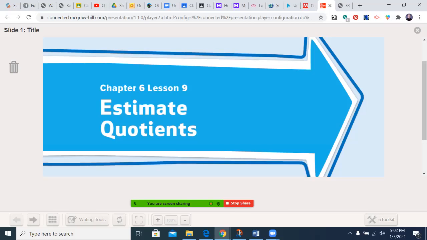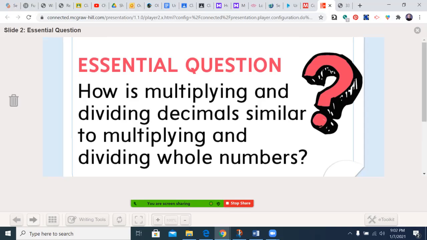Our essential question here in Chapter 6 is, how is multiplying and dividing decimals similar to multiplying and dividing whole numbers? Keep in mind, multiplying and dividing numbers is the same no matter if there's a decimal place or not. The skill that we are developing is, where do we put the decimal point? And we've been doing that most of this chapter with multiplication. And now we're going to start looking at the division side.